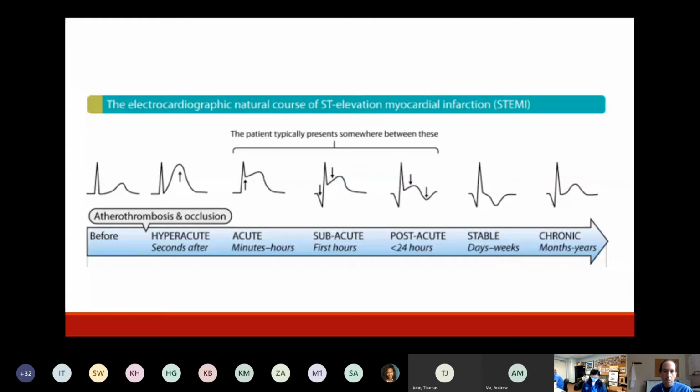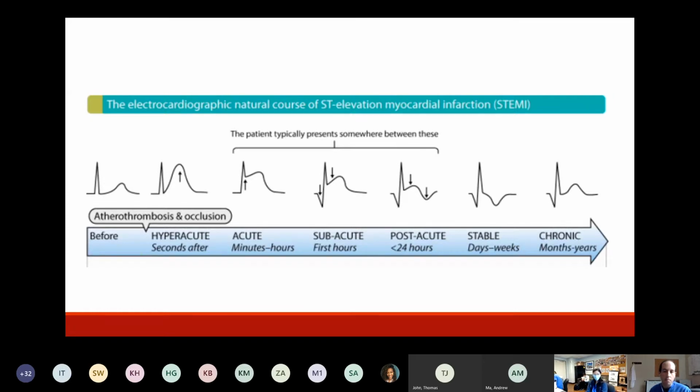This is the natural history of ST elevations. So if you were to watch somebody have a STEMI, this is what would actually happen. Obviously, this is normal here. This is the J point. It's obviously very flat. Very acutely after they have a STEMI, the first sign you actually see is these hyperacute T waves.